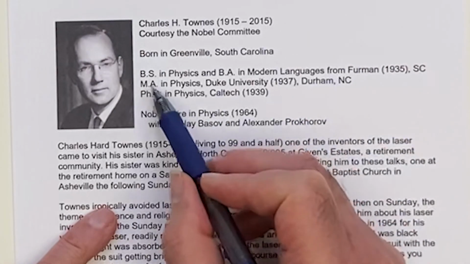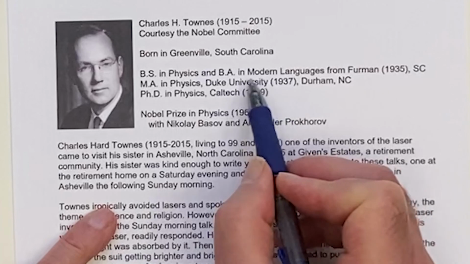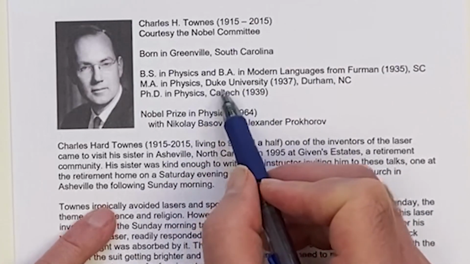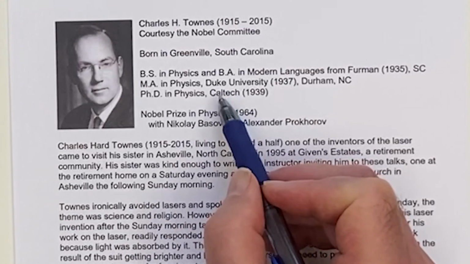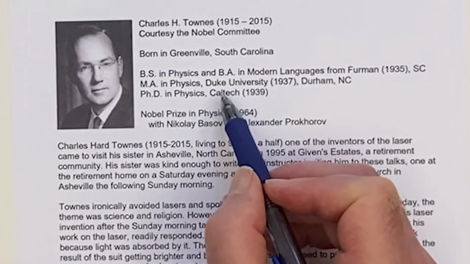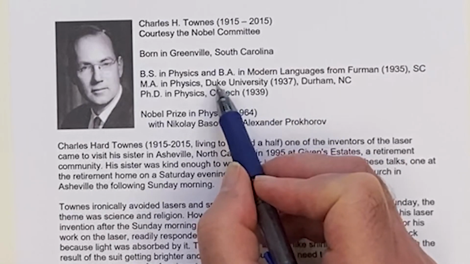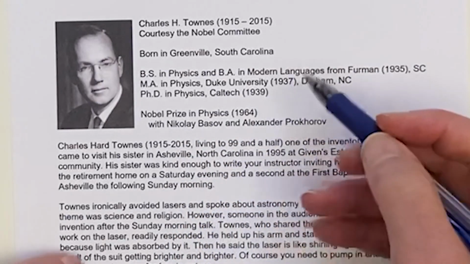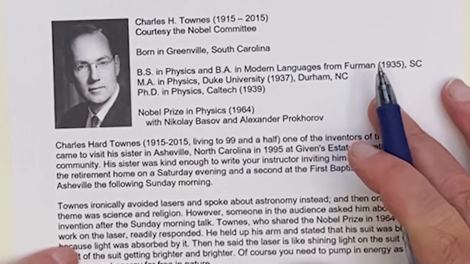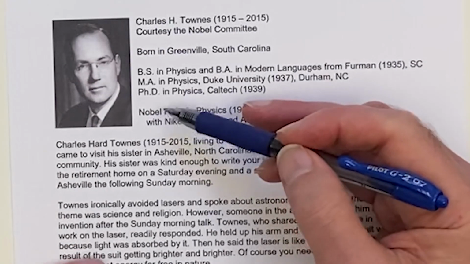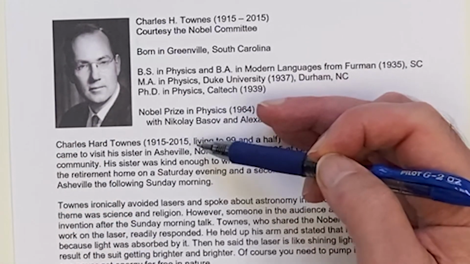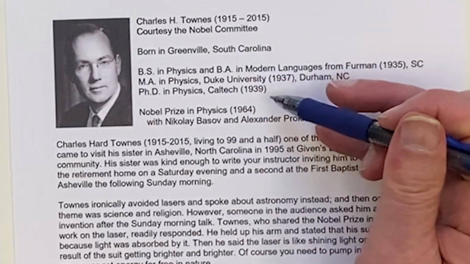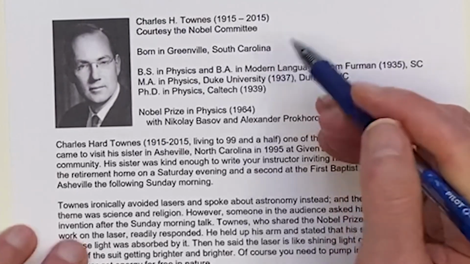And he got a bachelor's degree in physics and in modern language, got 2 degrees from Furman, and then a master's at Duke, which is in North Carolina, down the road from us here, about 4 hours or so, in Durham, North Carolina, and then off to Caltech, and a Nobel Prize in 1964. He shared the Nobel Prize. So when he came and visited in 1995, he at that point was 80 years old. He lived to 99 and a half, died in 2015.